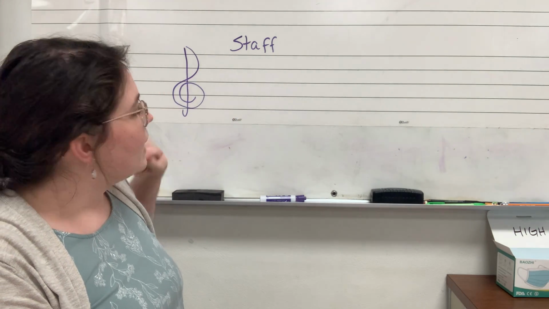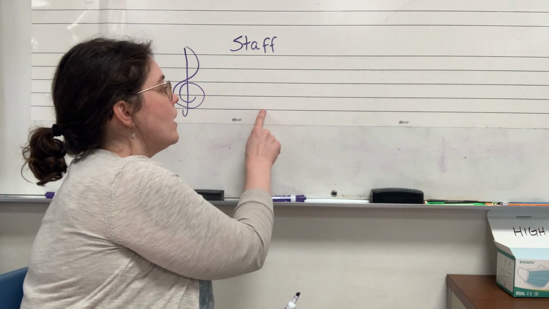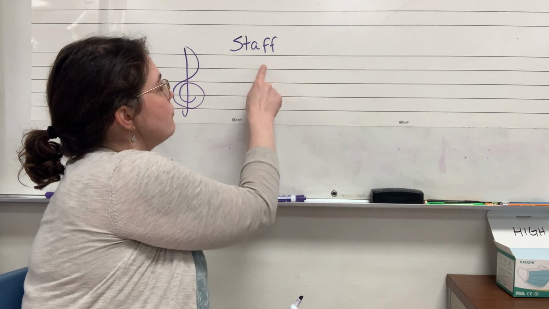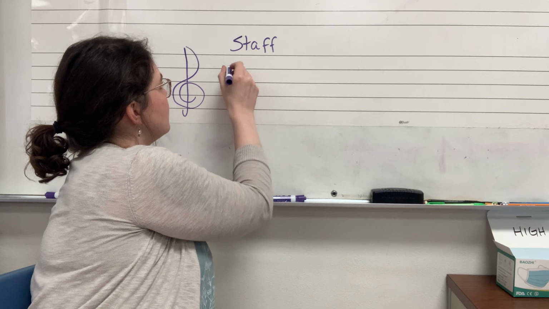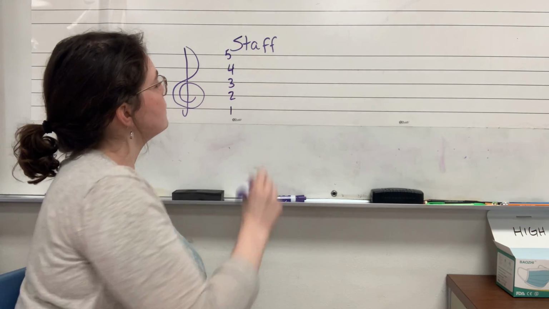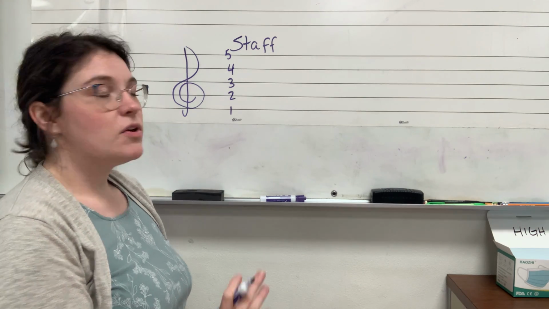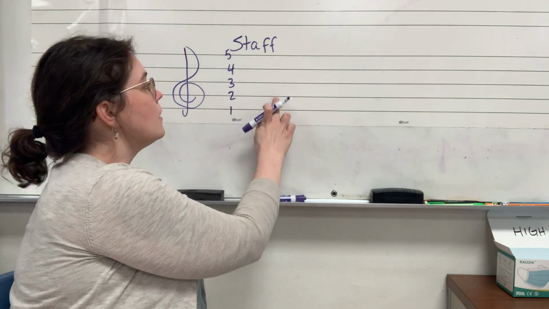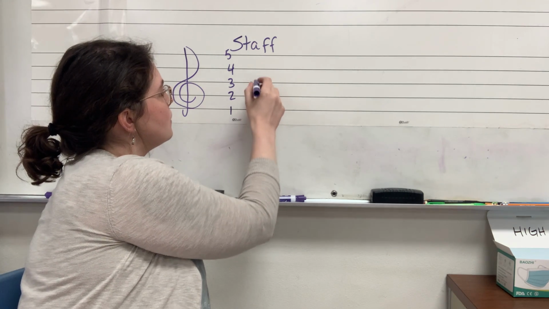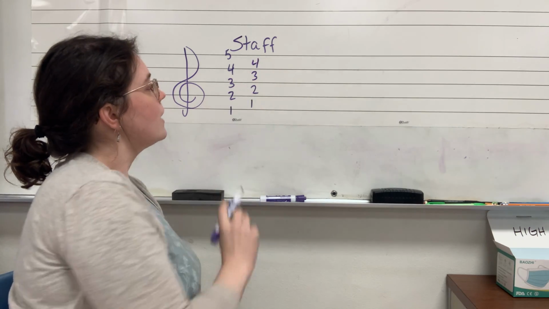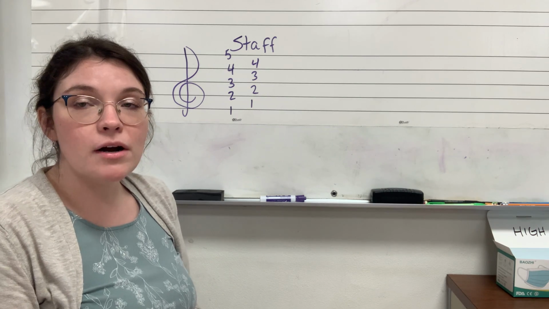On the staff, we have lines. Duh, right? Lines. 1, 2, 3, 4, 5 lines. Okay, that means between them we have how many spaces? See if you can count the spaces. We've got 1, 2, 3, 4 spaces. So 5 lines and 4 spaces. And on these 5 lines and 4 spaces, we put our notes.